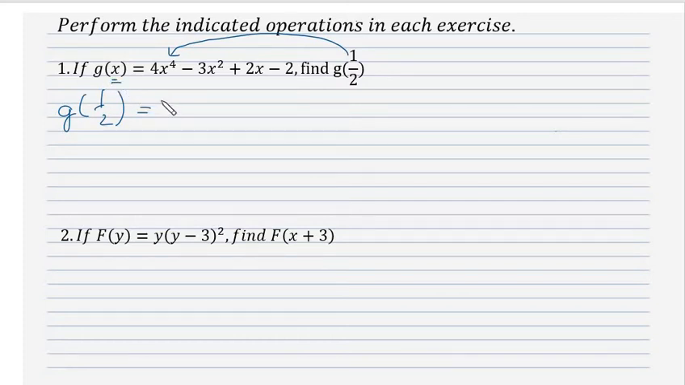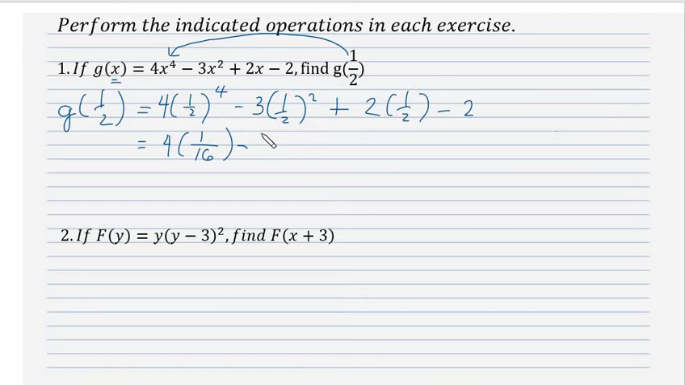So therefore, to solve for g of 1/2, it will be 4 times 1/2 to the fourth minus 3 times 1/2 squared plus 2 times 1/2 minus 2. Let's go ahead and simplify. 4 times 1 over 16, minus 3 times 1/4, plus 2 times 1/2, which simplifies to 1, and then minus 2. So 4 times 1 over 16 is 1/4, minus 3/4, and then 1 minus 2 is -1.